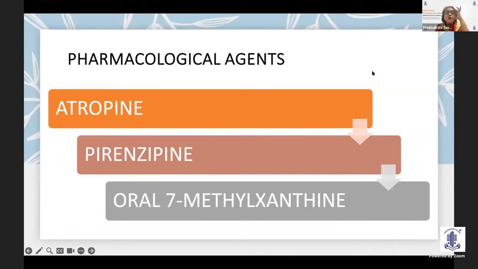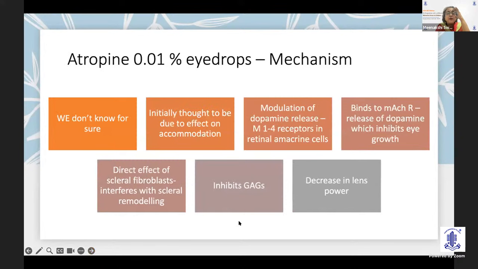Let's talk about the pharmacological agents. So atropine, pirenzepine, and oral 7-methylxanthine. These are the ones that have been studied, but atropine is the most prevalent one. 0.01% is marketed a lot right now, world over and in India. How does it work?